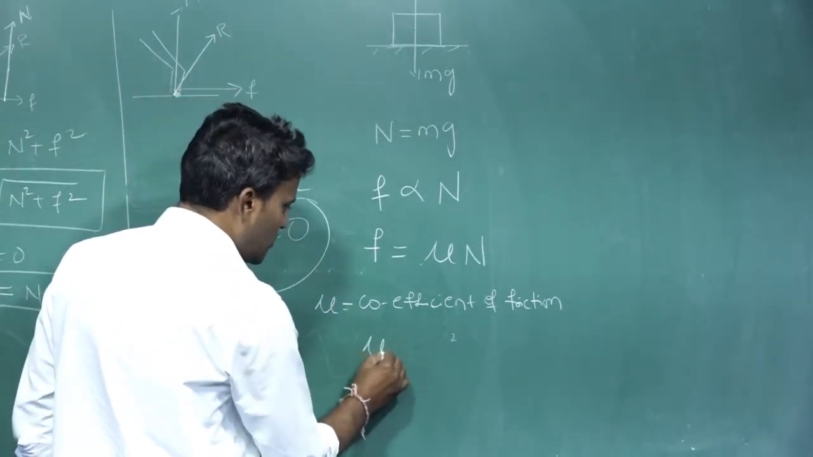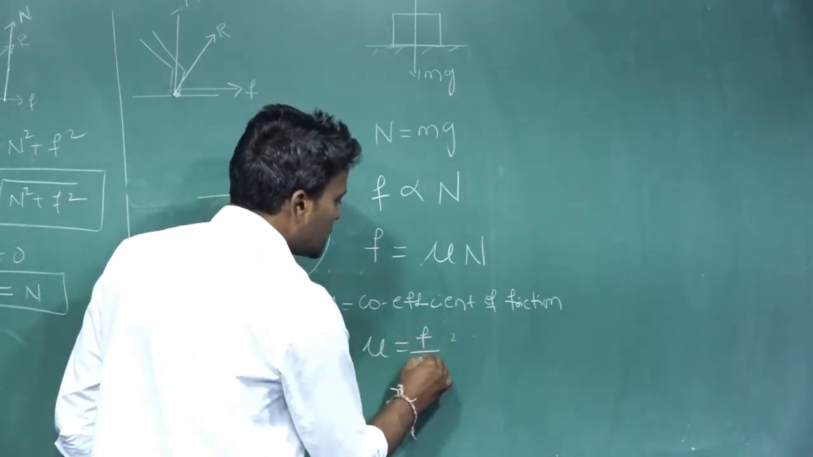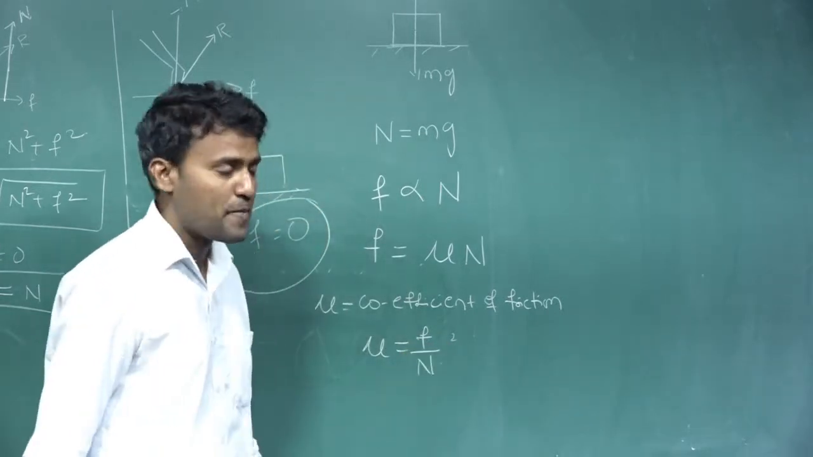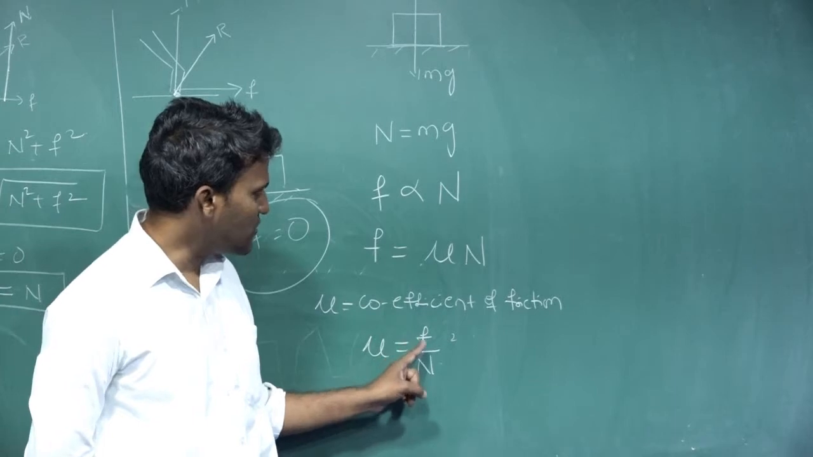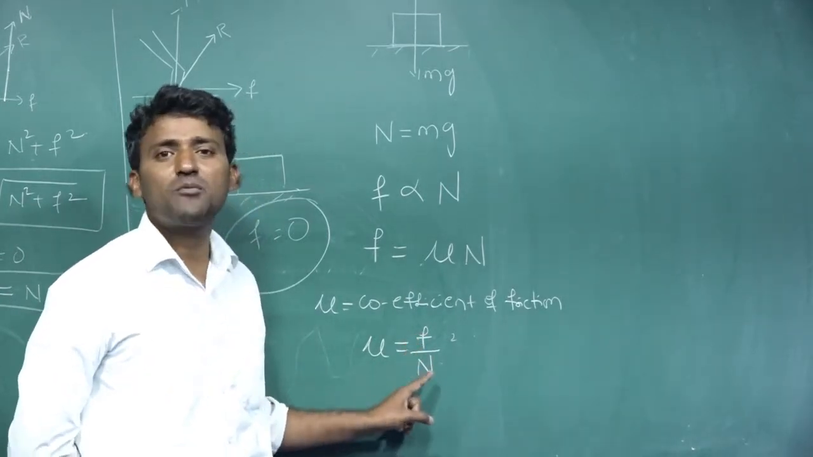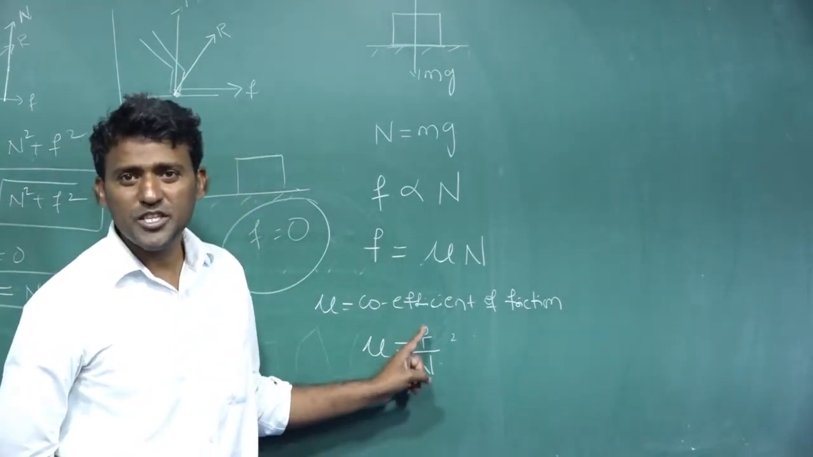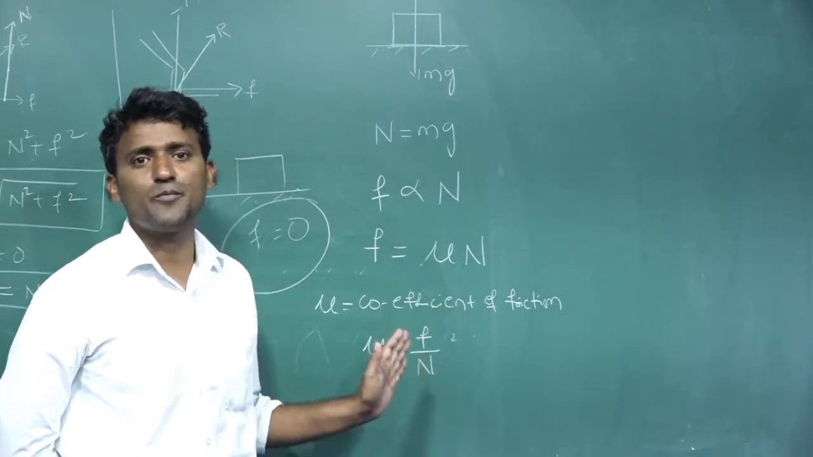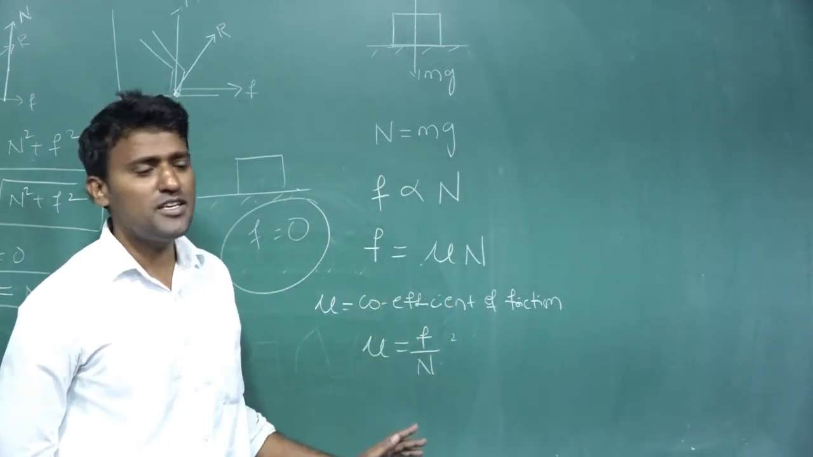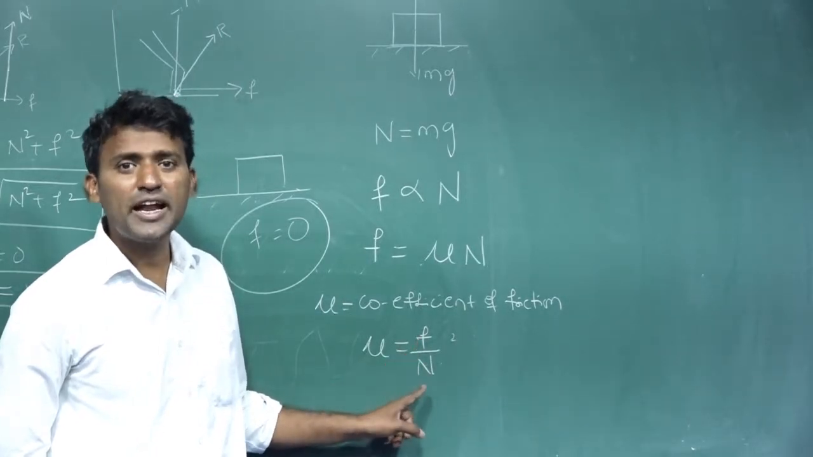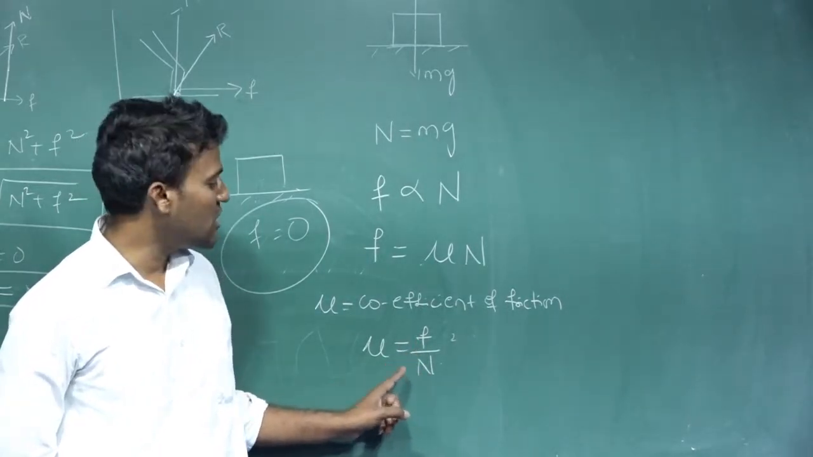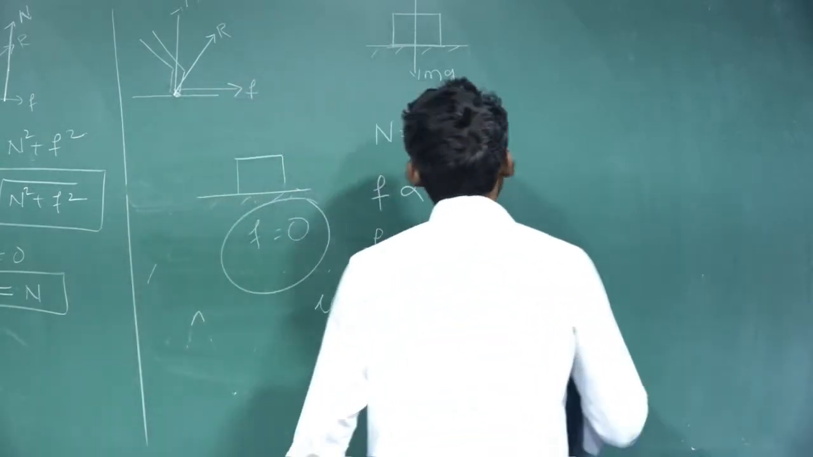And this coefficient of friction, how can we define it? Mu is equal to F divided by N. It is defined as the ratio of frictional force to normal force. Okay. What are the units?